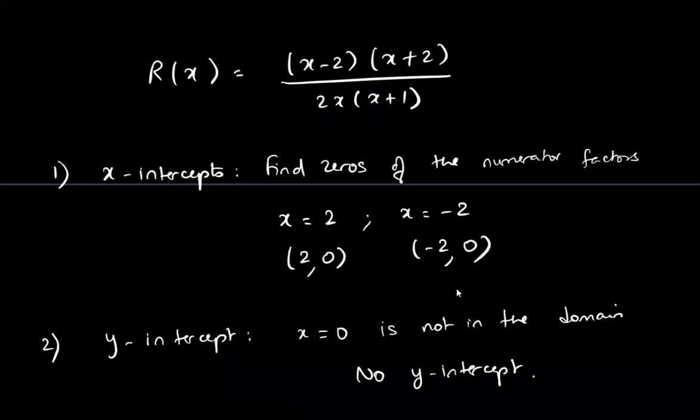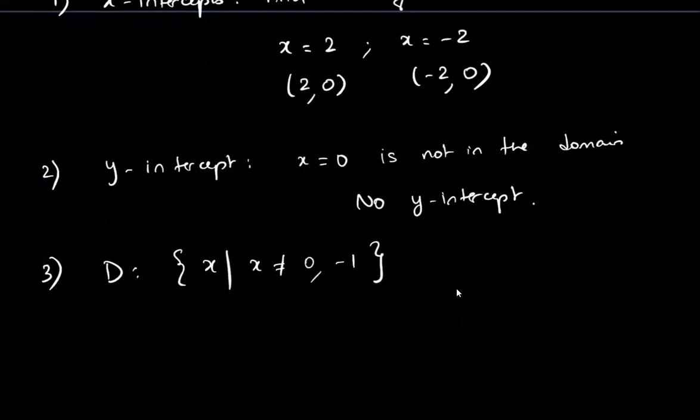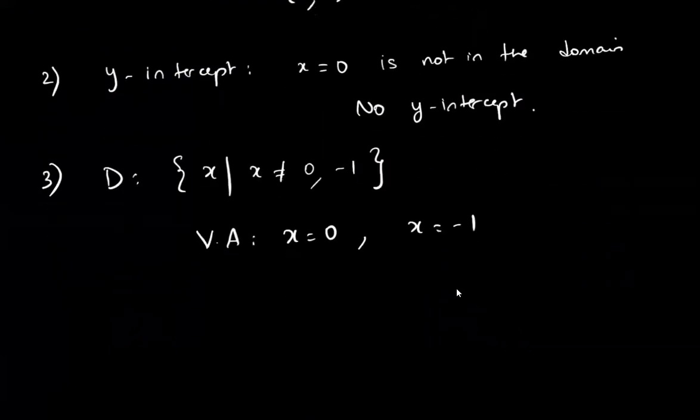Regarding the domain restrictions, if you recall, we said that the domain is all values of x not equal to 0 or -1. Since we did not have any factors common to cancel between the numerator and denominator, each of these domain restrictions becomes an asymptote. So I have two vertical asymptotes at x equals 0 and x equals -1.